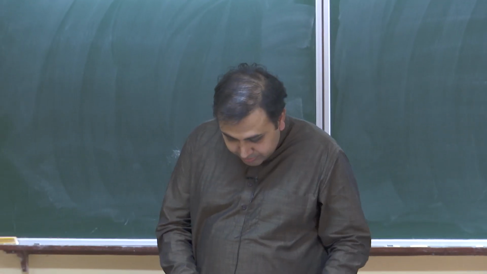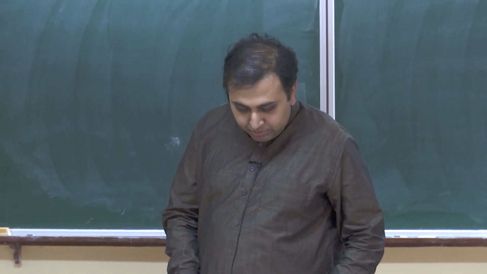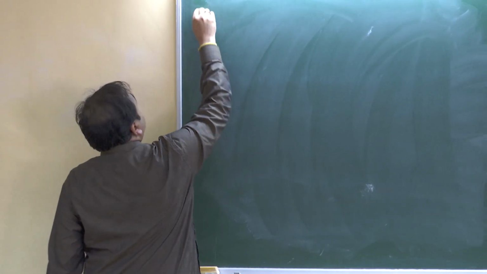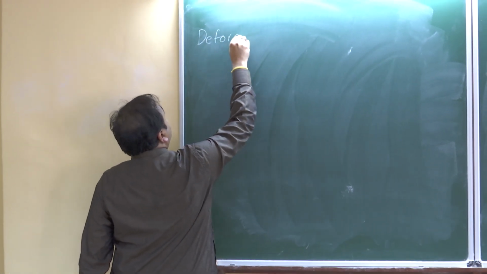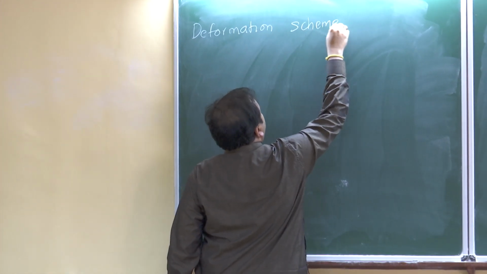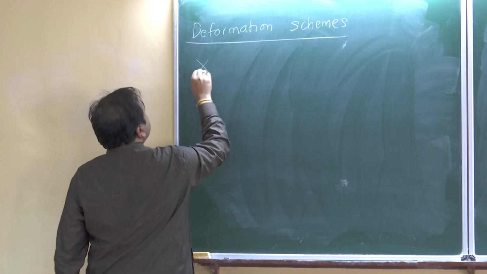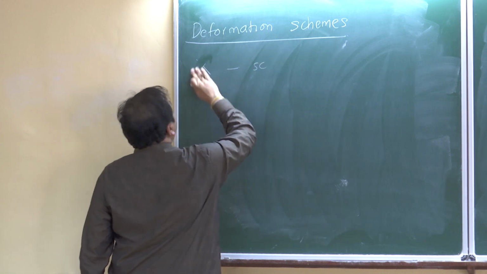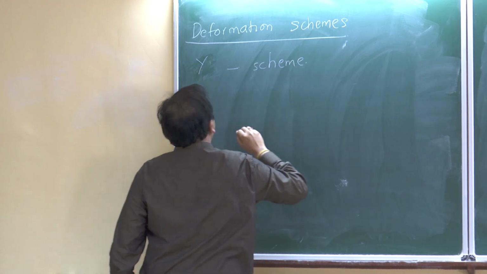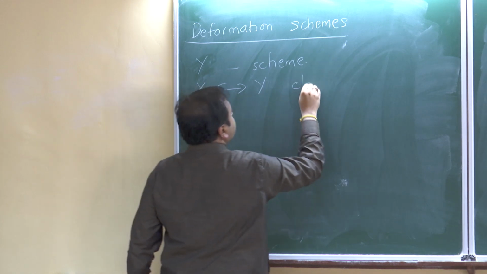Okay, so last time we discussed how to construct the deformation scheme of an immersion. So let me start by reminding you of that. So what we did was, let me follow the notation from last time. Y is a scheme, X in Y is a closed subscheme.